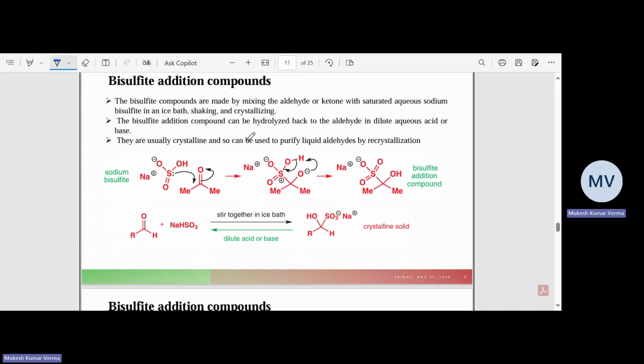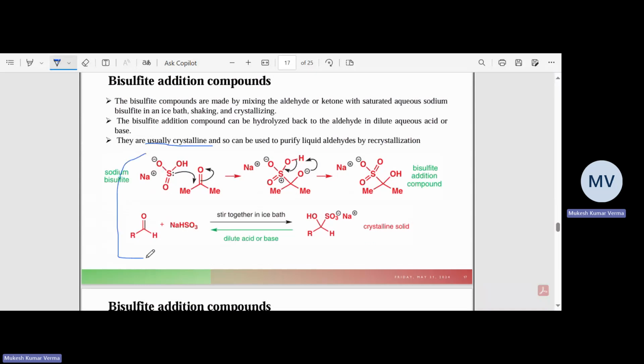Next, the fourth example, is bisulfite addition compounds. Bisulfite compounds are made by mixing aldehydes or ketones with saturated sodium bisulfite in ice baths, followed by crystallization. The bisulfite addition compound can be hydrolyzed back to the aldehydes in dilute aqueous acid or base. It means that the addition of bisulfite is also in equilibrium. They are usually crystalline and can be used in the purification of liquid aldehydes by recrystallization.